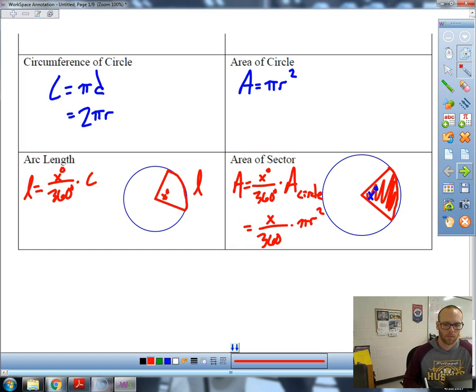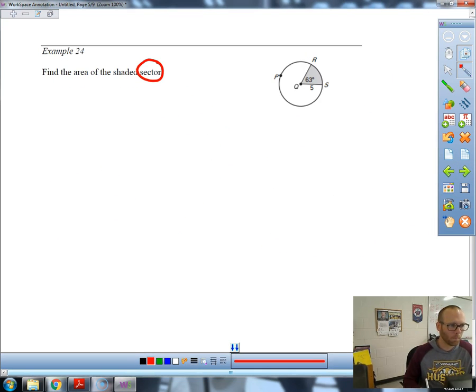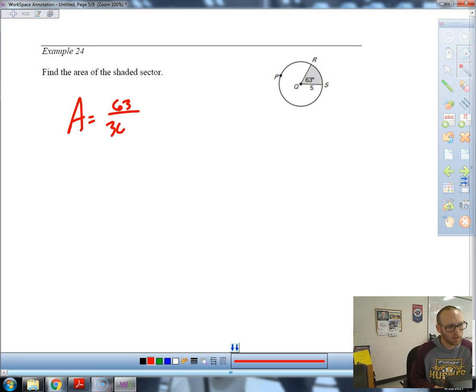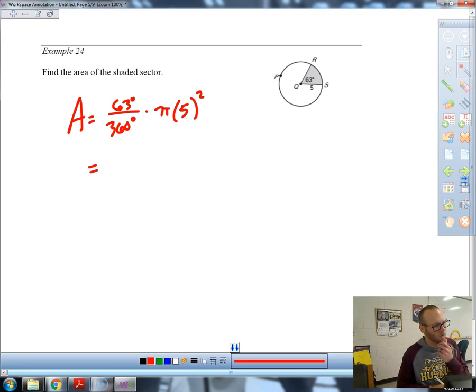All right, let's go find that problem. Here it is. Find the area of the shaded sector. Well, what fraction of the circle do we have? 63 degrees out of the 360 degrees. Now the area of that sector is a fraction of the area of the circle. What's the area of the circle? Pi r squared, so pi times 5 squared. All right, 63 over 360.